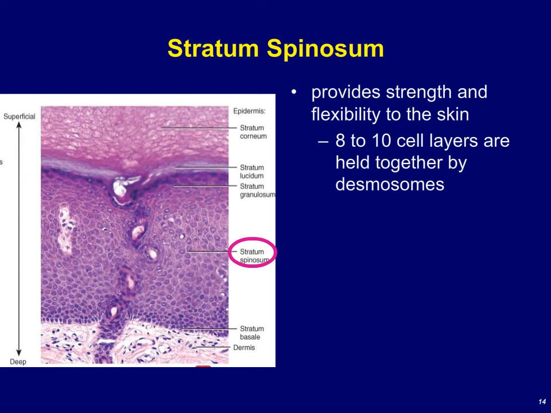Now when we preserve this tissue, it creates a spiky appearance in the skin because the cells shrink a little bit, which exposes their desmosomes or intracellular connections. And that's why we call it the stratum spinosum. Once we fix these tissues in formalin and look at them under the microscope, the cells artificially appear spiny, but they aren't really spiny in living skin.